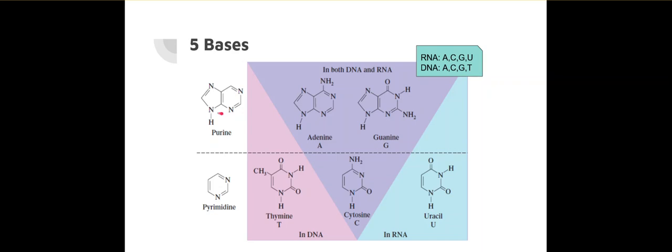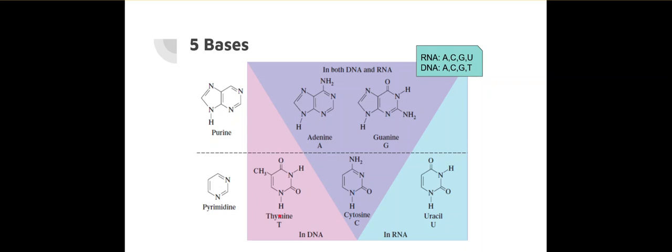So the derivatives of purine are adenine and guanine. So you can see both of these have that fused ring structure like purine. The difference here is that you've got a double bond oxygen on this one. You've got an additional amino group out here for guanine. And for adenine, you have an additional amino group up here.